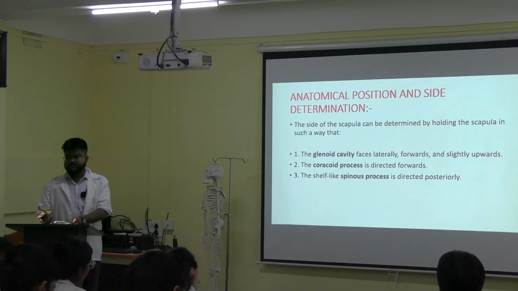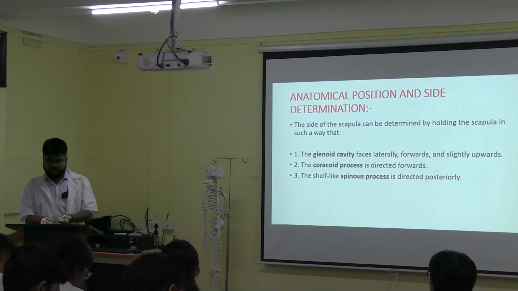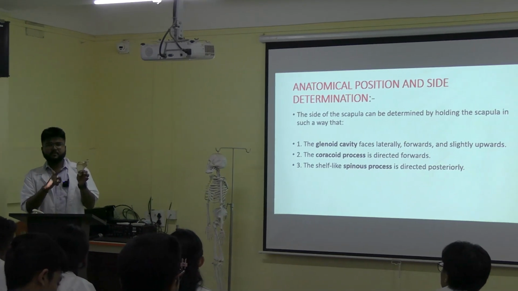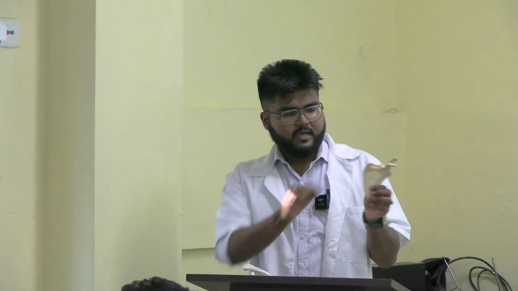Suppose this is your left side scapula. How am I telling this is your left side scapula? You remember the points. First, this part is called the glenoid cavity, and it is located laterally. The spinous process is posterior and the coracoid process is anterior. So this is the left sided scapula and this is the right sided scapula. By knowing these 3 points, you can easily differentiate the right side and left side. Now write these 3 points.